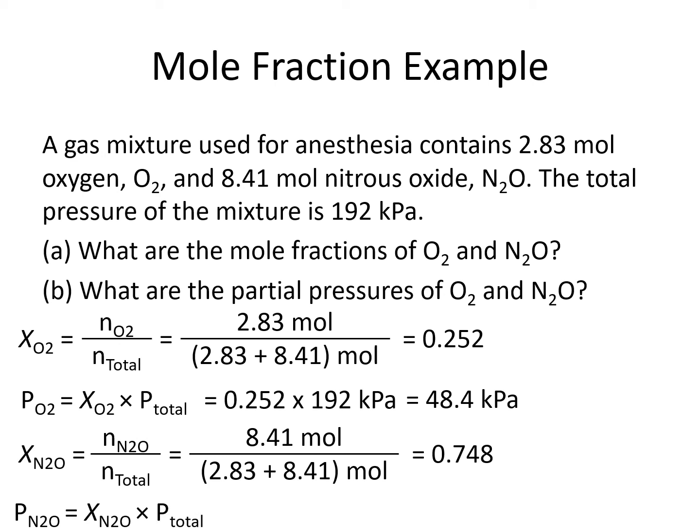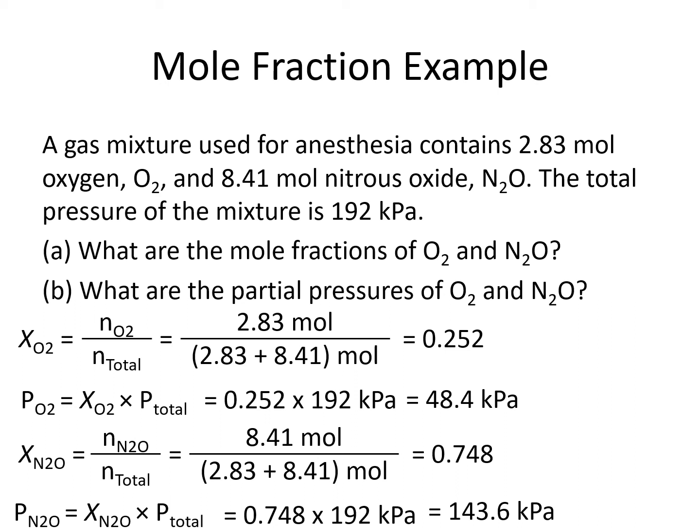Finally, we can find the partial pressure of the nitrous oxide by taking the mole fraction and multiplying by the total pressure. We take the 0.748 and multiply it by 192 kilopascals, and that gives us 143.6 kilopascals as the pressure coming from the nitrous oxide. In other words, the partial pressure of the nitrous oxide in this mixture.